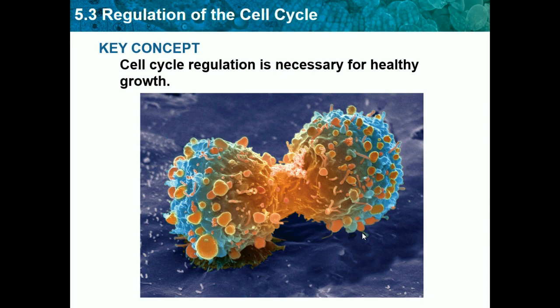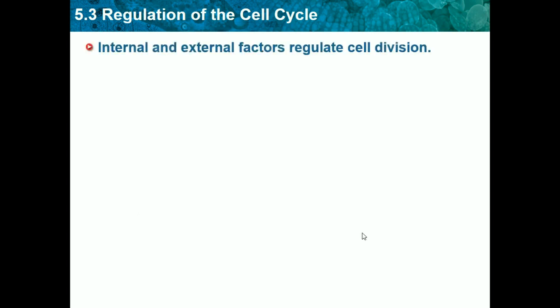We will be doing Chapter 5, which is all about cell division and cell growth, and we'll be doing Lesson 3, which is regulation of the cell cycle. So our key concept for today is cell cycle regulation is necessary for healthy growth. So we're going to be talking about basically cancer cells and regular normal cells.